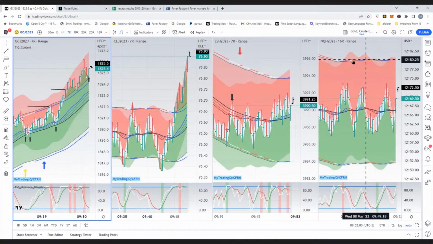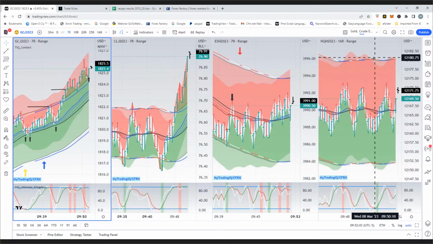Right? If it's flat like this, you just want to stay away and don't trade. Okay, see, flat like this, flat like that, just don't trade. You're not going to get any arrows when it's like that.